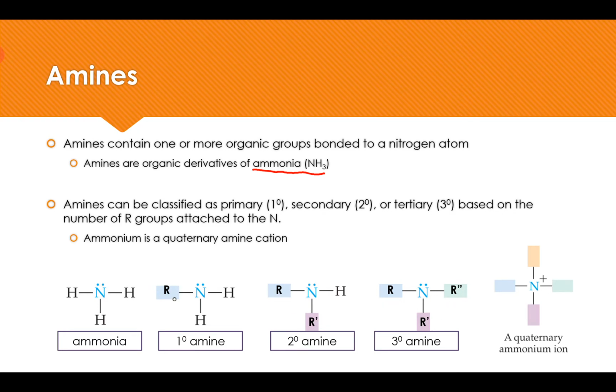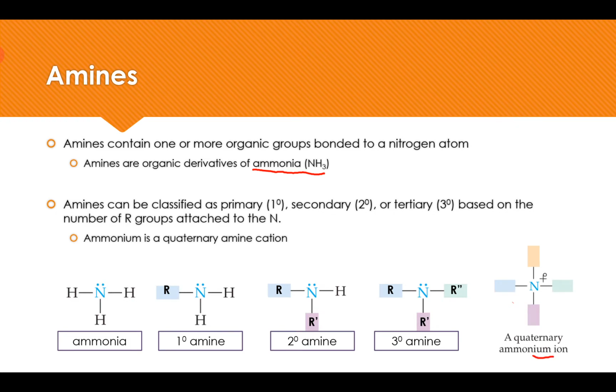So if there's only one carbon group, it's primary. If there's 2 carbon groups on that amine, then it's secondary. And if there's 3 carbon groups on that amine, then it is tertiary. A quaternary ammonium cation has 4 different groups on it. And so this could be either 4 different carbon groups or a combination of hydrogen and carbon groups somehow.